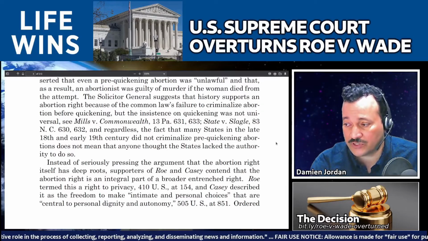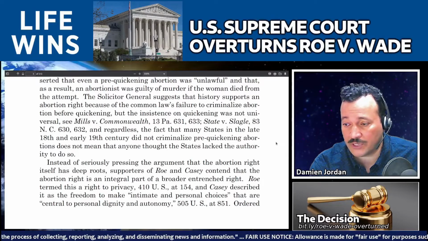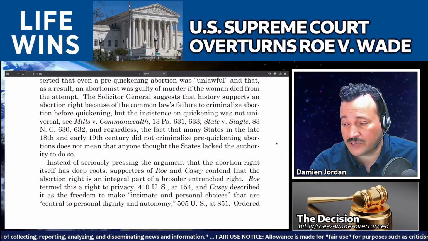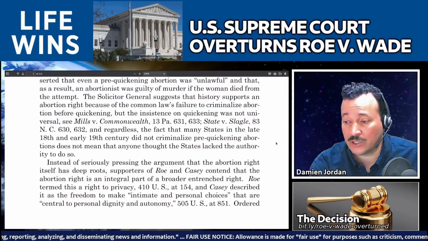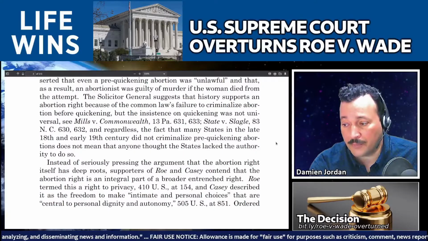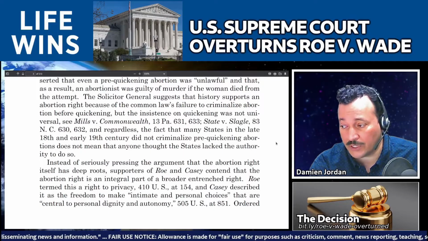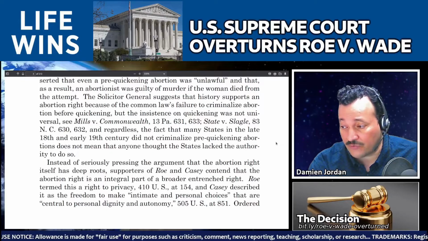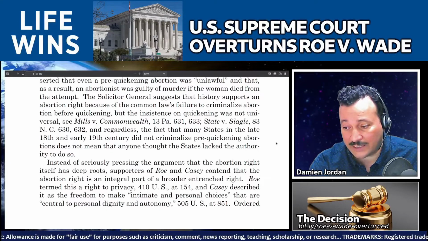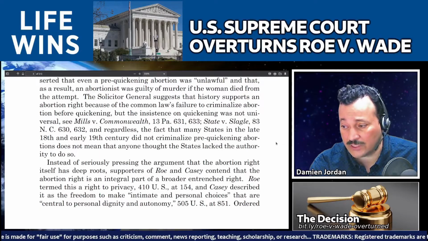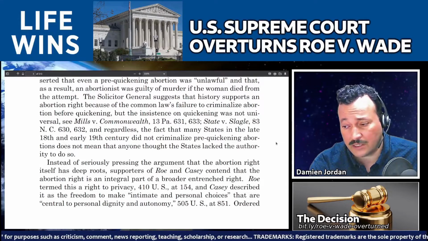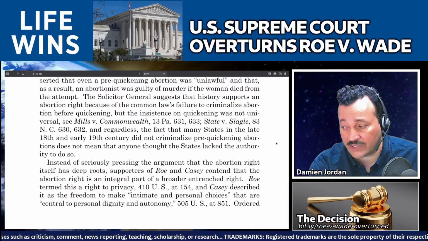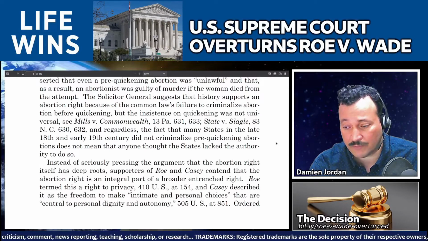The Solicitor General suggests that history supports an abortion right because of the common law's failure to criminalize abortion before quickening. But the insistence on quickening was not universal. See Mills versus Commonwealth, State versus Slagle. And regardless, the fact that many states in the late 18th and early 19th century did not criminalize pre-quickening abortions does not mean that anyone thought the states lacked the authority to do so.